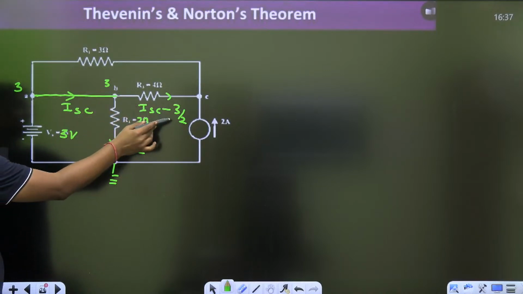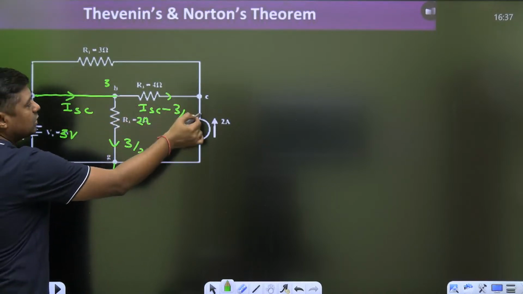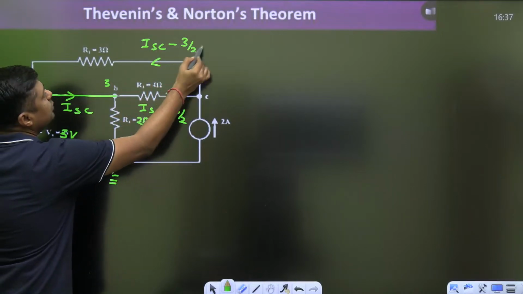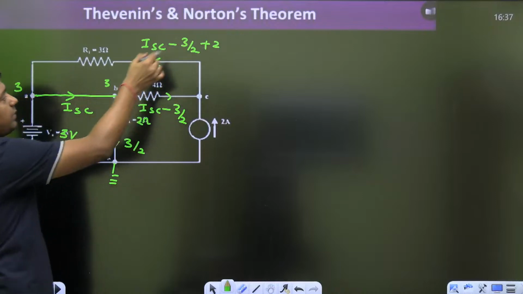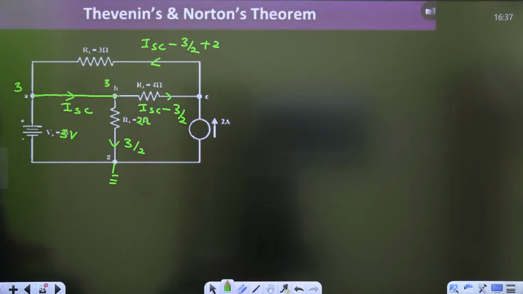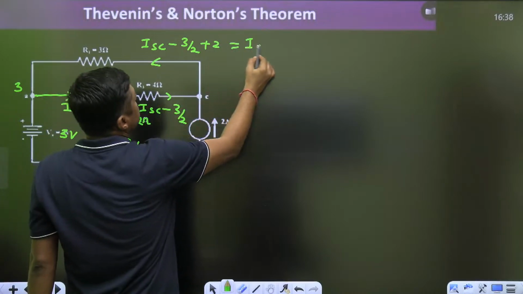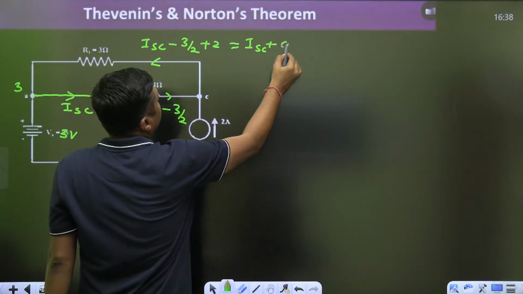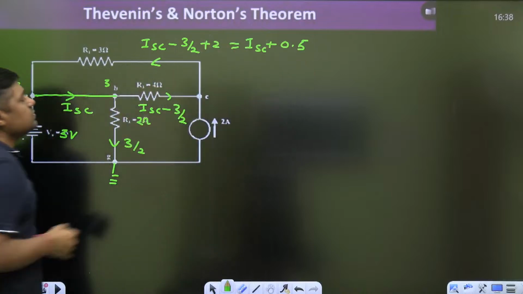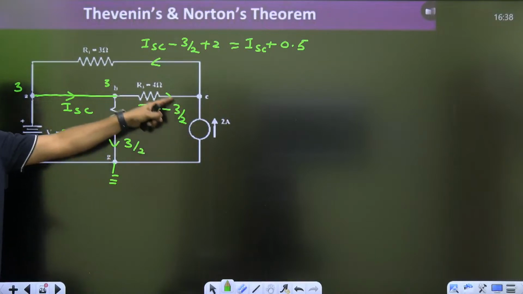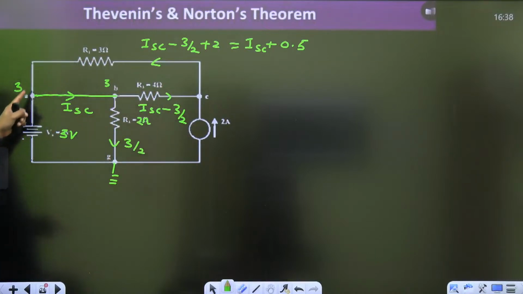So ISC minus 3/2. Now you can add the 2 ampere. So it will become ISC minus 3/2 plus 2. What is the 3/2? 1.5, and 1.5 minus 2 is minus 0.5. It is nothing but ISC plus 0.5. You can add this current at this node, apply the KCL. This is plus that, and this current will flow like this.